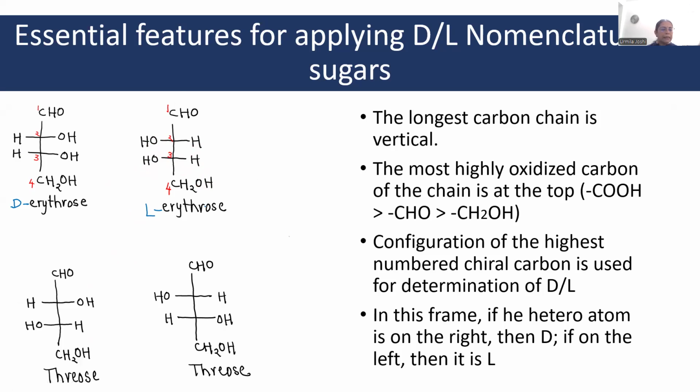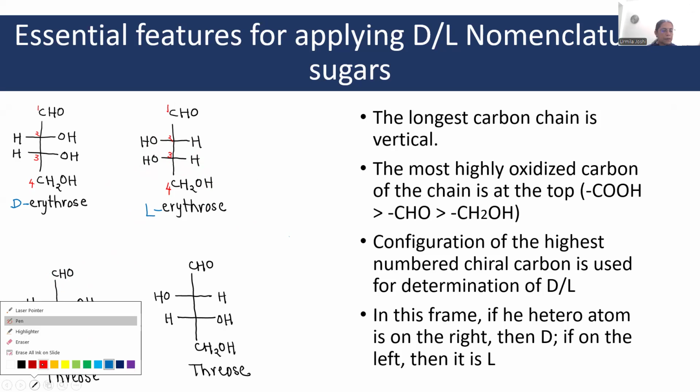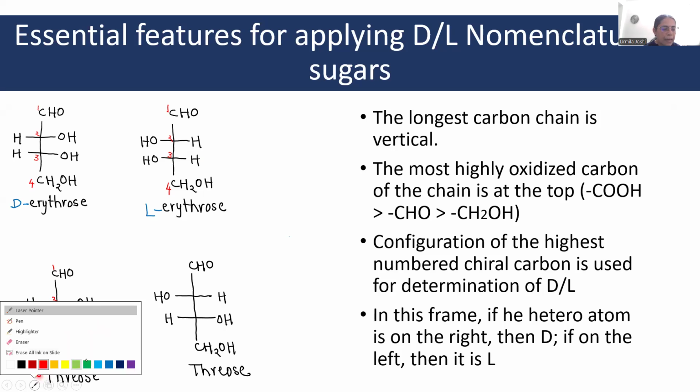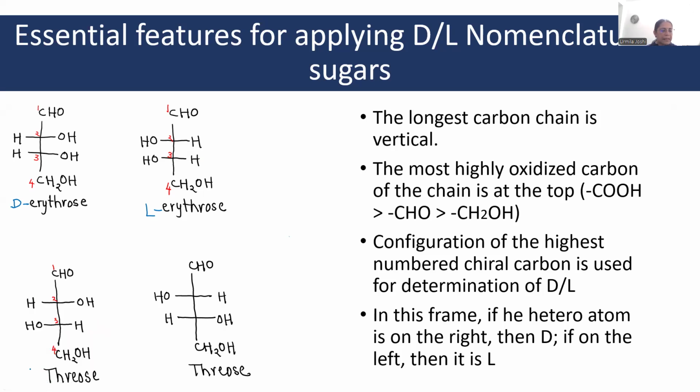Let us take this example of trios. In trios, the highest oxidized carbon is at the top. The structure is written properly. Now you number the carbons. Longest chain is vertical, 1, 2, 3, and 4. The highest numbered chiral carbon is this carbon, carbon number 3. At carbon number 3, the OH group is on the left. And therefore, this is L-triose, correct?